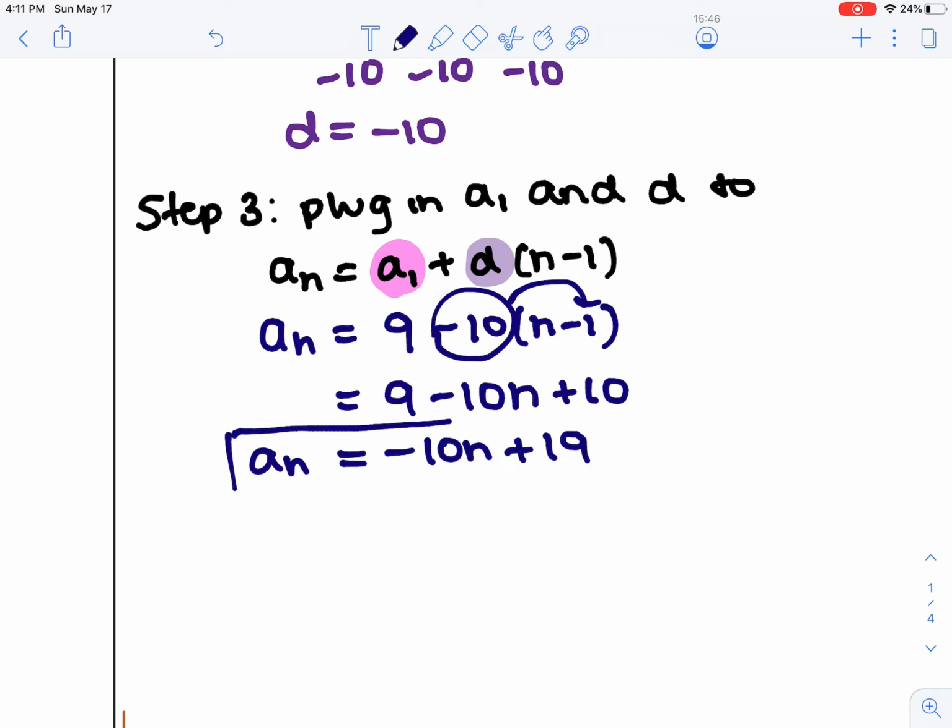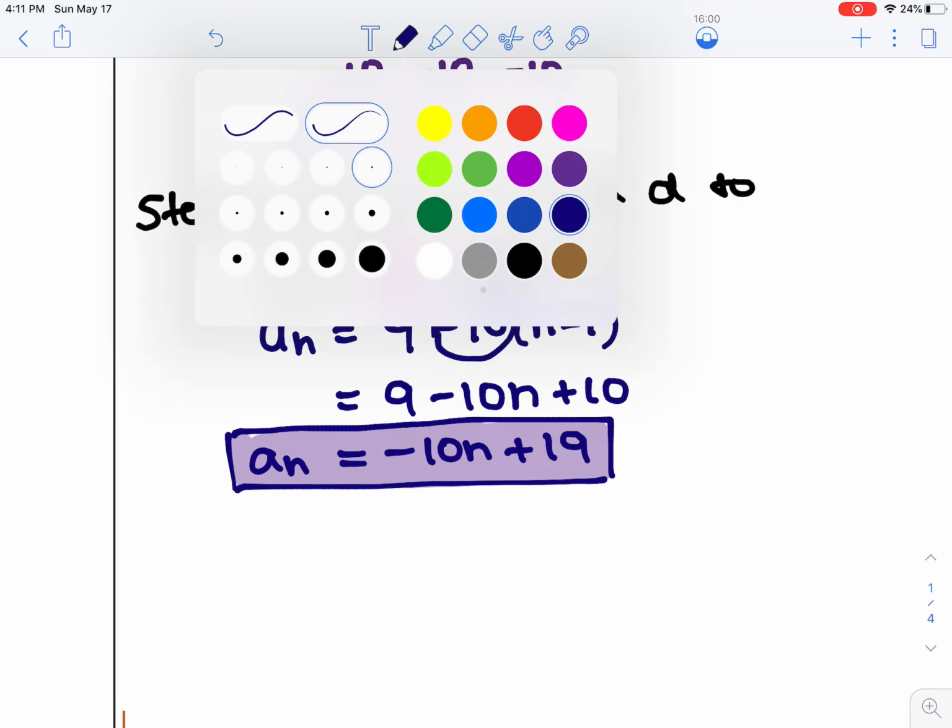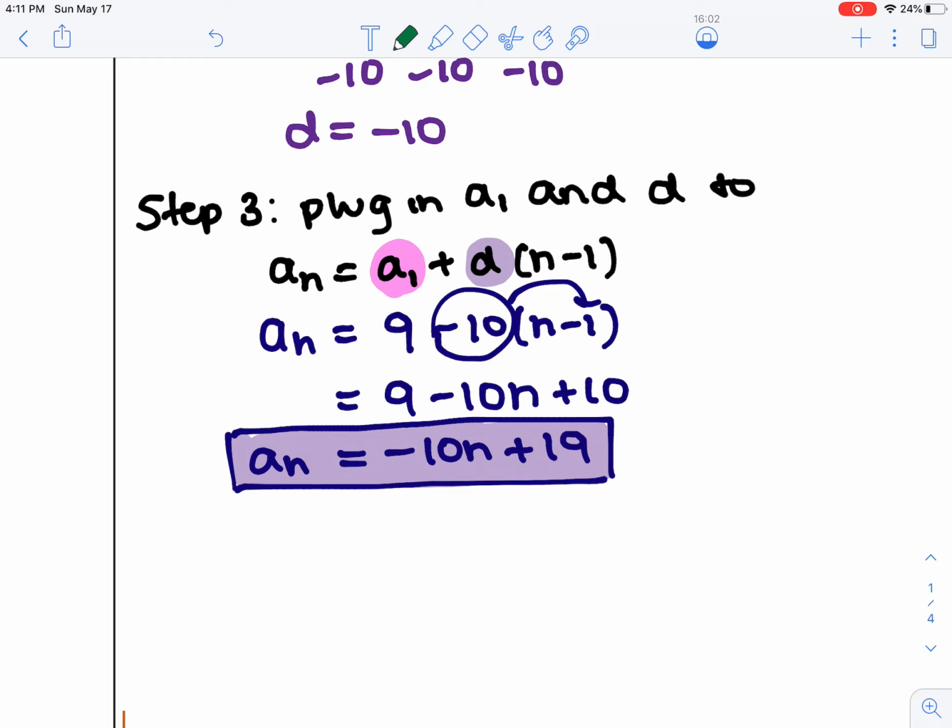Okay, and that is part 1 of the question asked of us in example 4, right? That is identifying the explicit formula for the sequence that we were given. And we're going to use that once again to calculate a sub 30. So a sub 30 is just asking us what is our 30th term. So we're going to be plugging in that 30 anywhere we see an n. So a sub 30 can be found by taking negative 10 times 30 and then adding 19 to it.